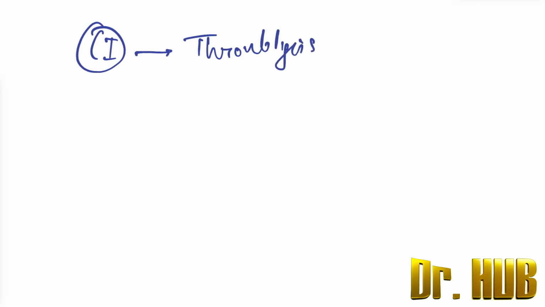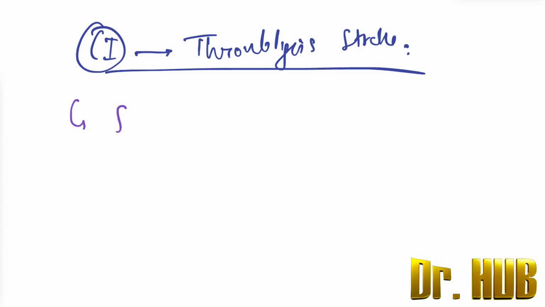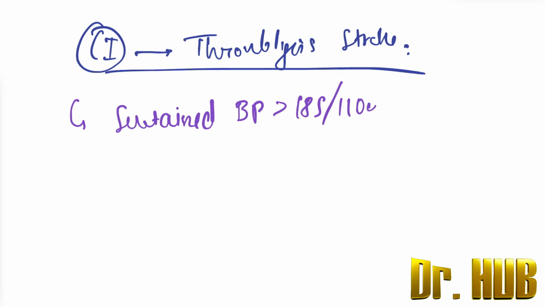So we saw the indications, and now we'll look at the contraindications of thrombolysis of the stroke. So what does it contain? This contains a sustained BP. So there is presence of sustained BP, which will be greater than 185 by 110 mmHg, and this is despite the treatment.